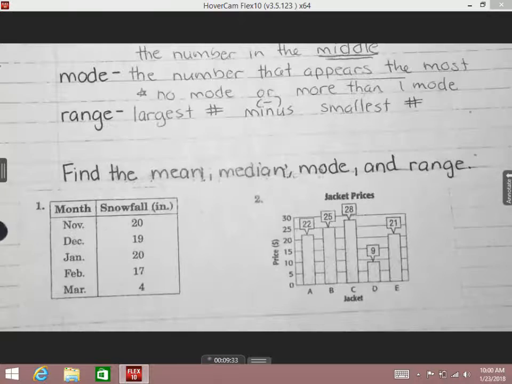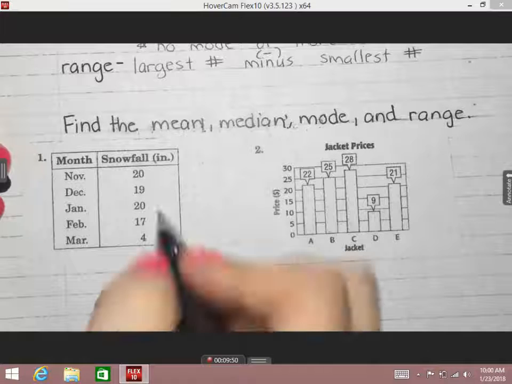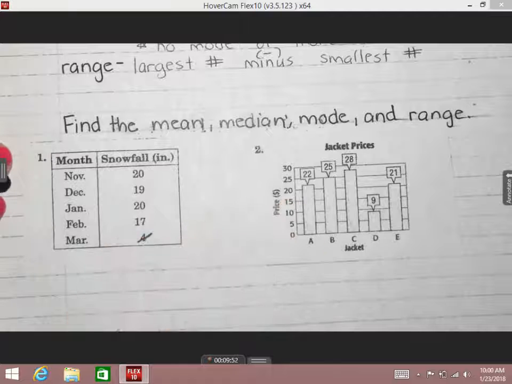So on number one and number two down here, we're going to go ahead and practice finding the mean, median, mode, and range. What's the very first thing I want you to do before you try to calculate anything? What do I want you to go ahead and do first, Luke? Put them in order. So for number one, what's the first number? 29. Four. Because we're going to go from least to greatest.